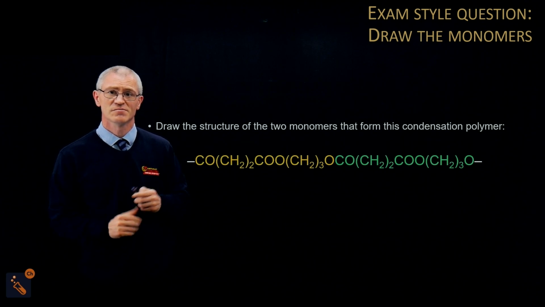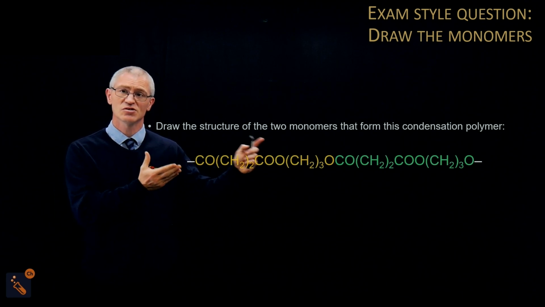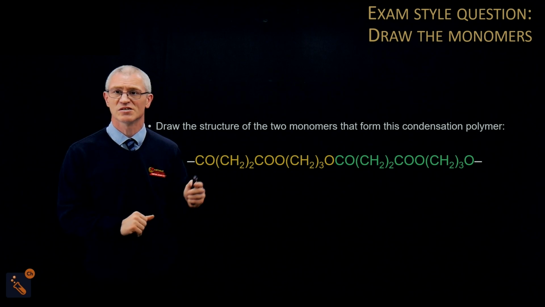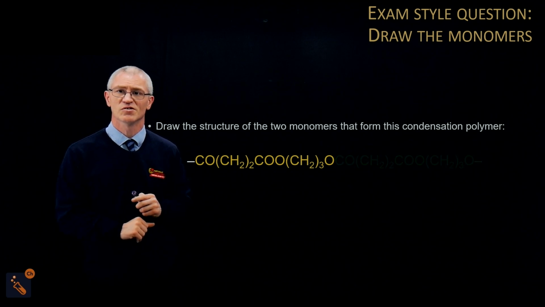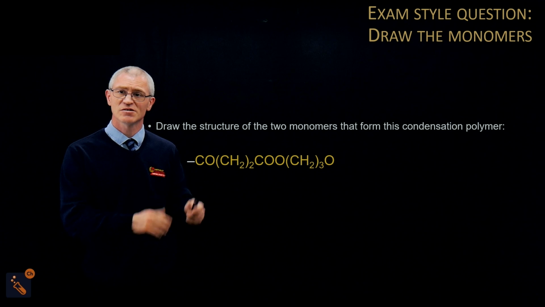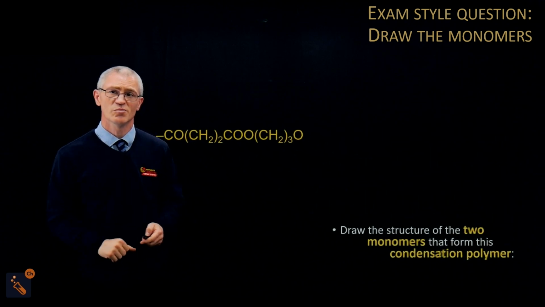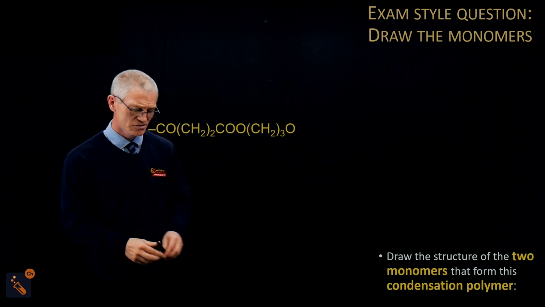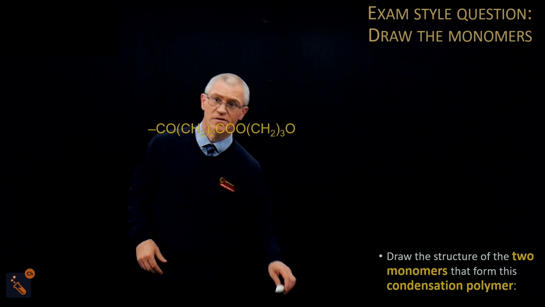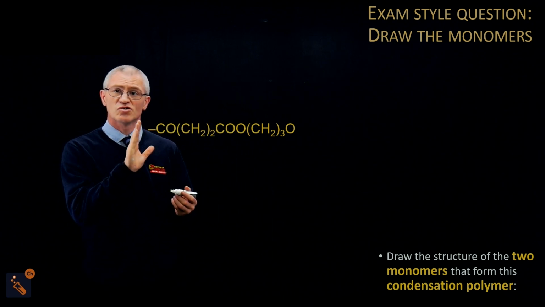So let's colour those in. And if we want to find out the two monomers, we don't need both repeating units, so I'm going to get rid of one of the repeating units. Here is our repeating unit, and let's see if we can draw our monomers. So if we look here, we're going to start trying to draw it out.